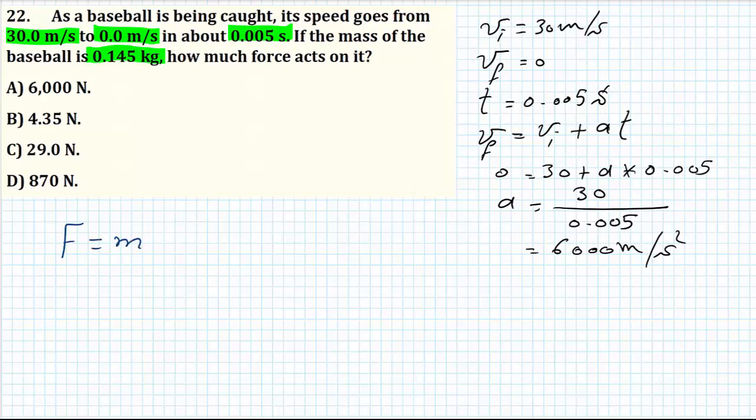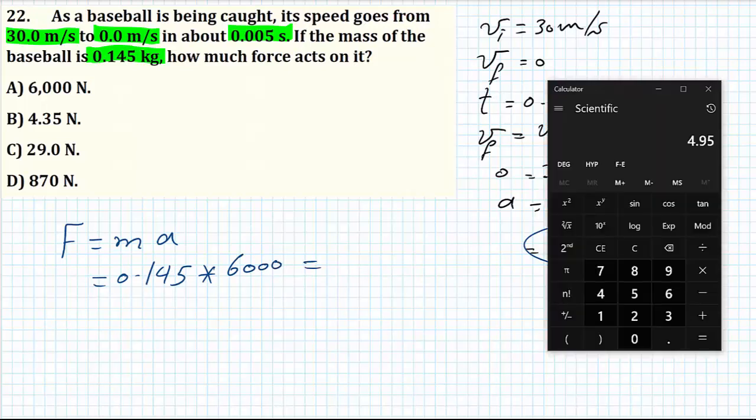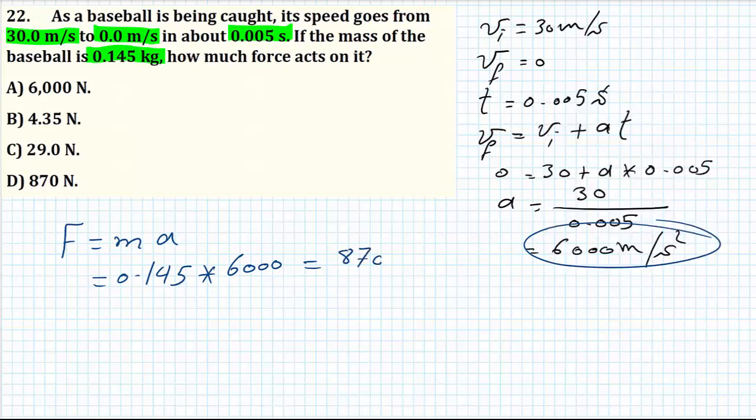equals mass times acceleration. The mass, as he mentioned here, is 0.145, and the acceleration we just found, 6,000. So let's calculate this one. 0.145 times 6,000 is 870 Newton. So the right one is number D.